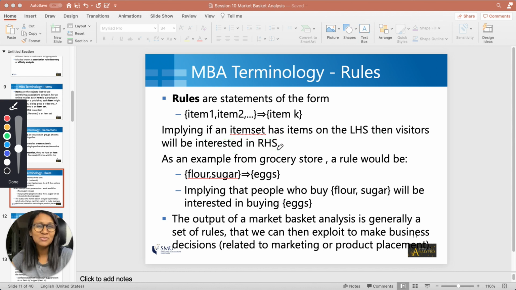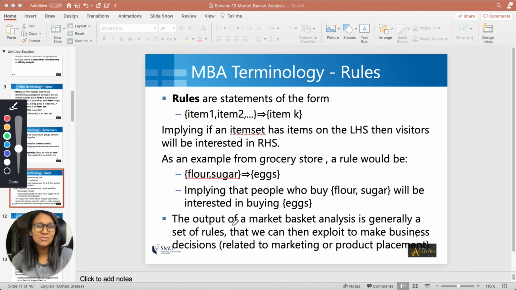Let's take a look at an example of a rule to understand this further. An example looks like that, where I'm saying flour and sugar implies eggs. So what does this mean? It means that people who are buying flour and sugar are also interested in buying eggs. That is how we interpret the rule.